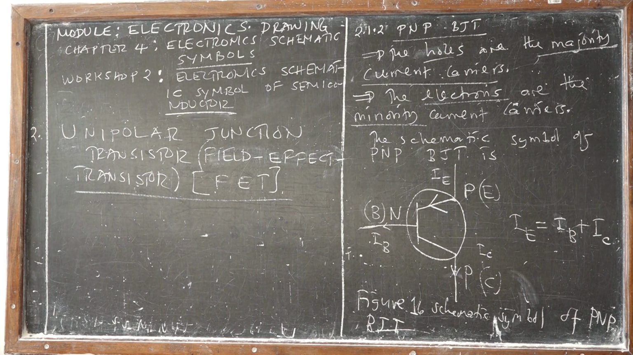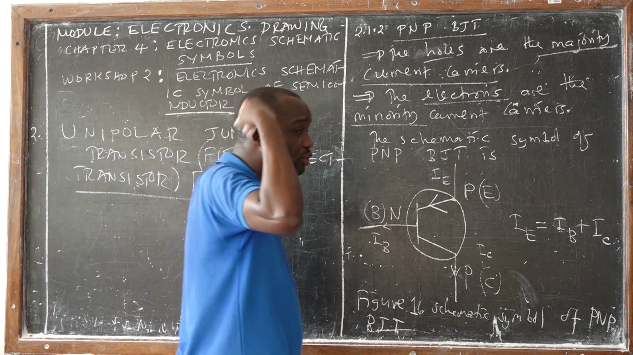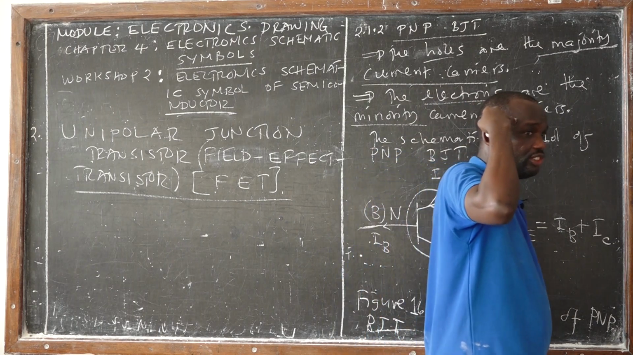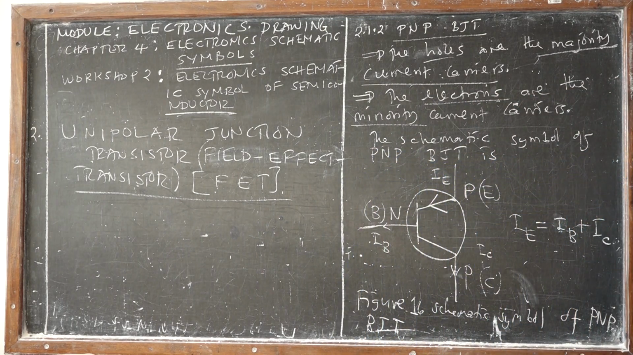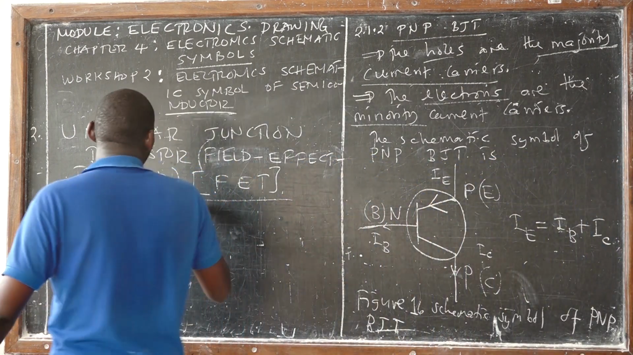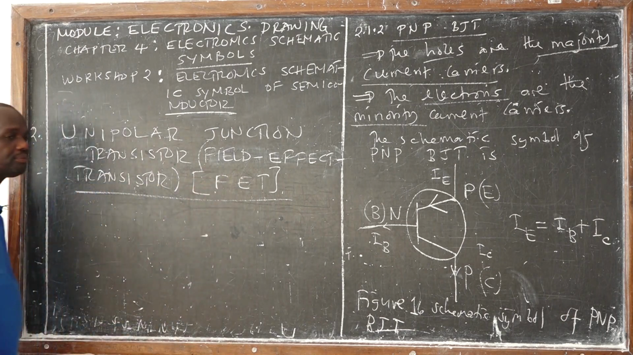Say field effect transistor. Please pronounce these words, because when you pronounce them, you keep them in your mind. Say field effect transistor, or call it FET. So in short, we call it FET.